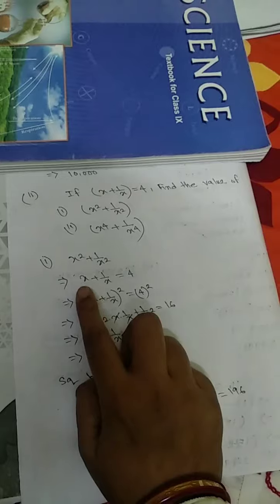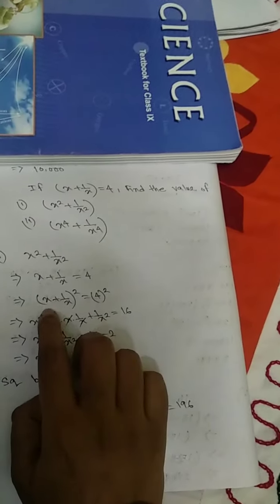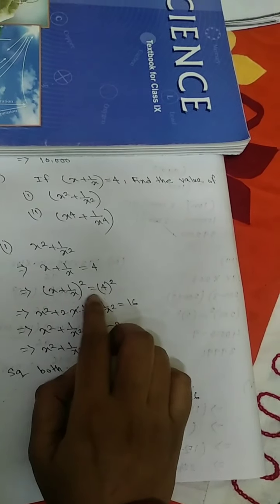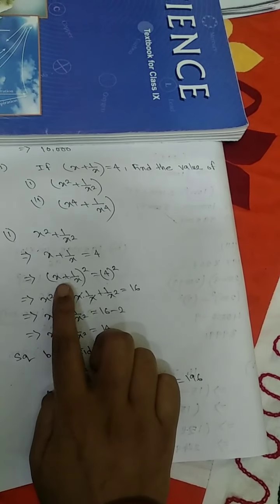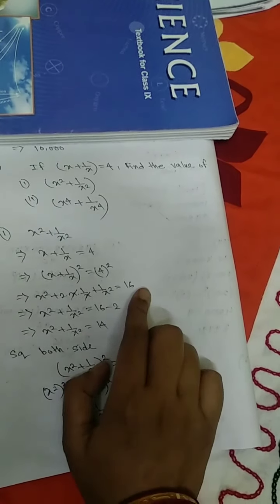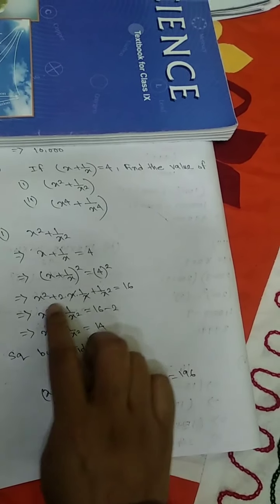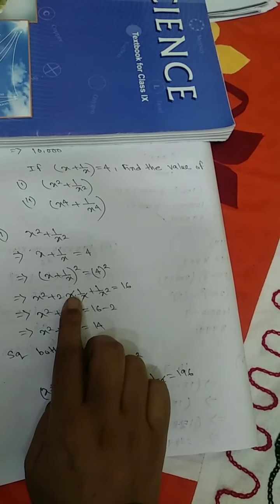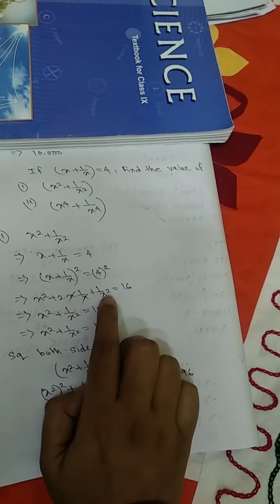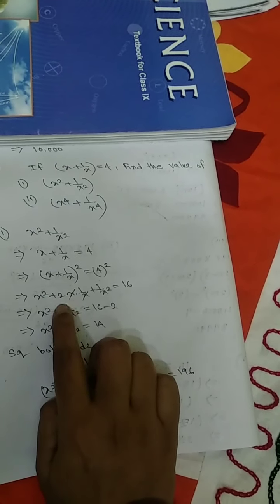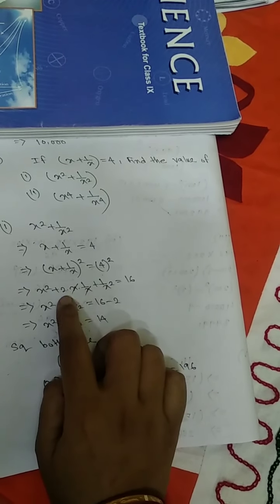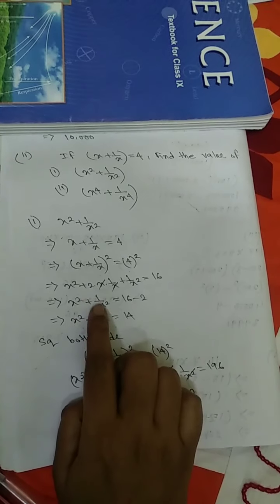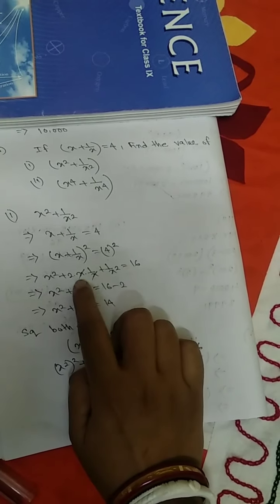So if we apply square on both sides, that means x plus 1 by x whole square is equal to 4 whole square. Then we will get the formula (a plus b) whole square, where a is equal to x and b is equal to 1 by x. So x square plus 2x into 1 by x plus 1 by x square. That's a square plus 2ab plus b square. So here you can cancel out x with x. So you will get x square plus 1 by x square plus 2.